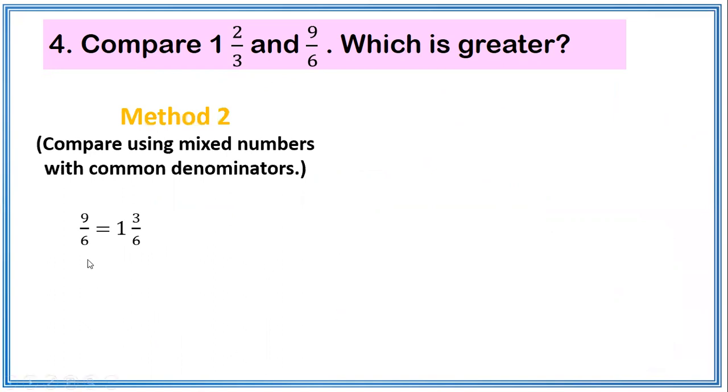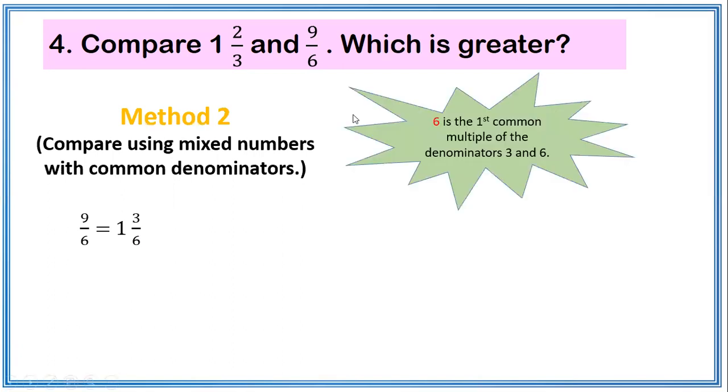This time we need to change the improper fraction into a mixed number. So 9 out of 6 is equal to 1 and 3 out of 6. Again, 6 is the first common multiple of the denominators 3 and 6.